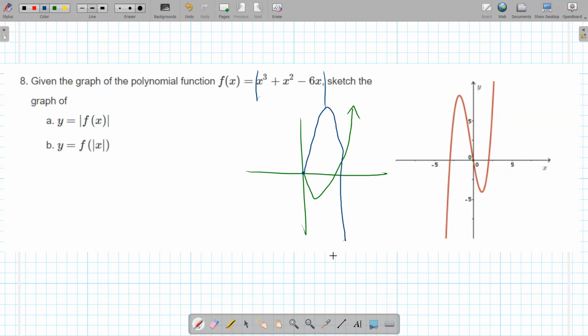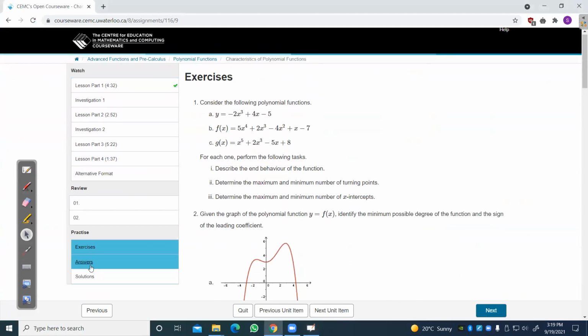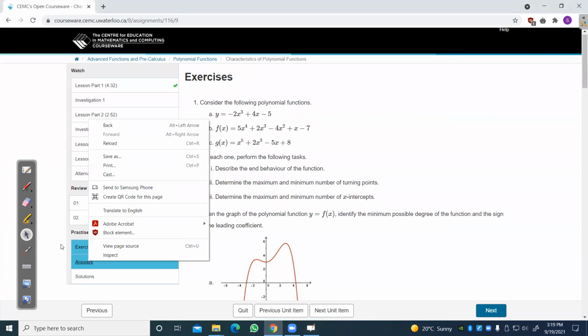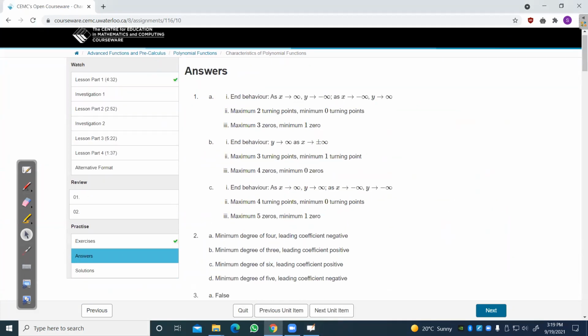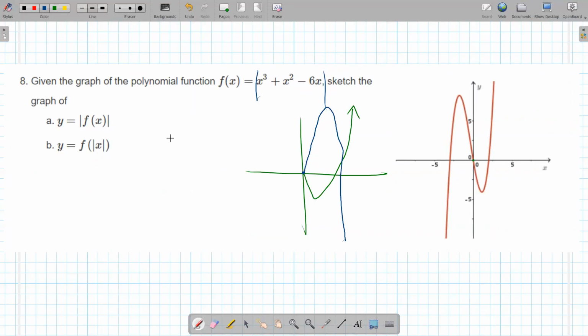Okay. I'm a little confused about this question because in the answer key, I think it looks a lot different. Does it look like a W? Yeah, I think. All right, let's check that out. Maybe we did something wrong. This was question 8, right? Yeah. Well, we got this right. We messed this one up. Absolute value of x.